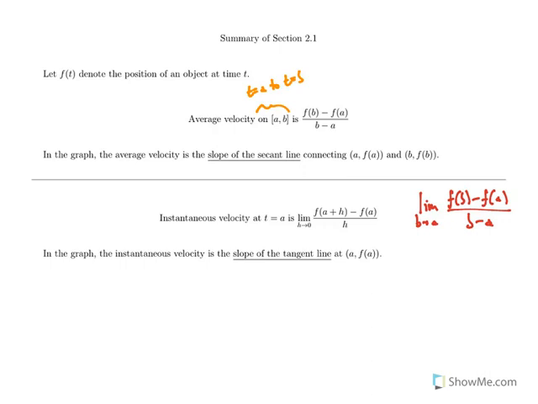Finally, we learned that in the graph, the instantaneous velocity is the slope of the tangent line instead of the slope of the secant line at the point (a, f of a).